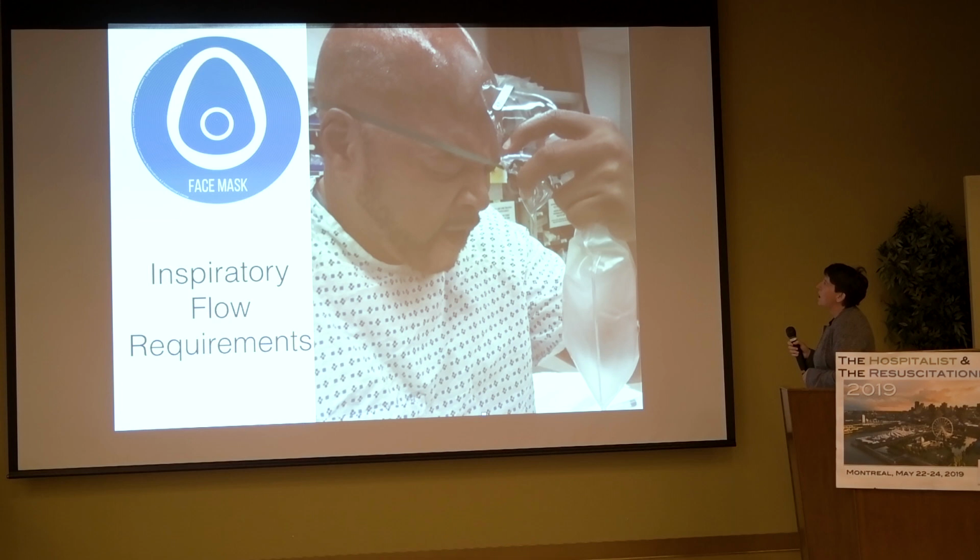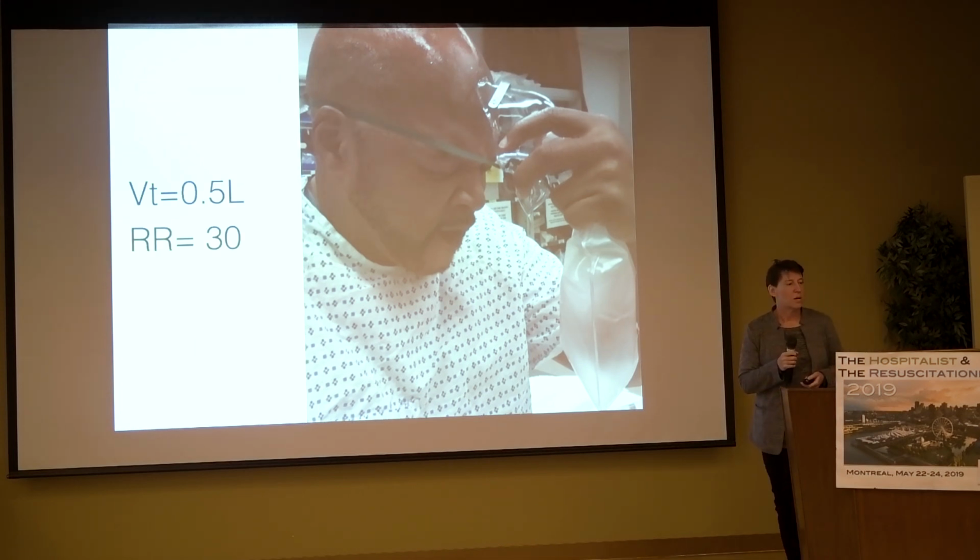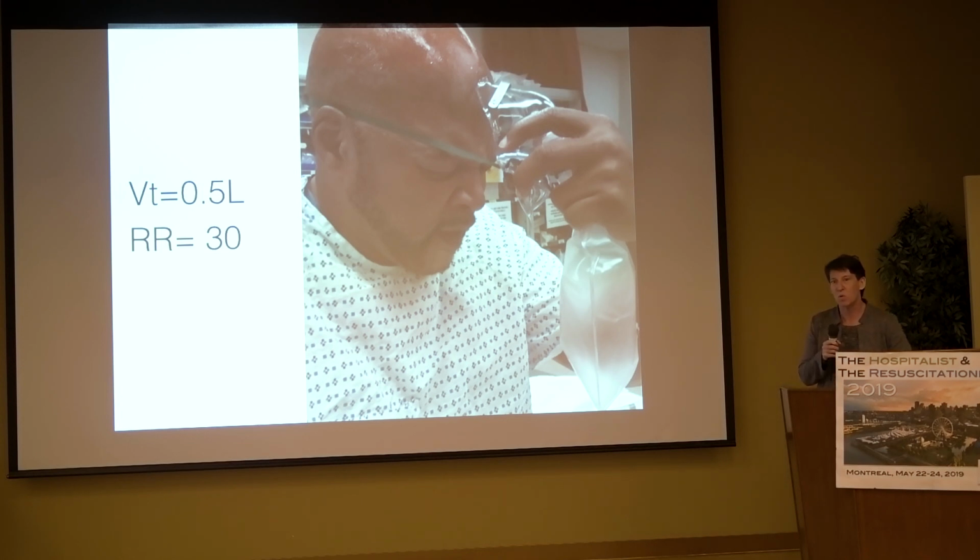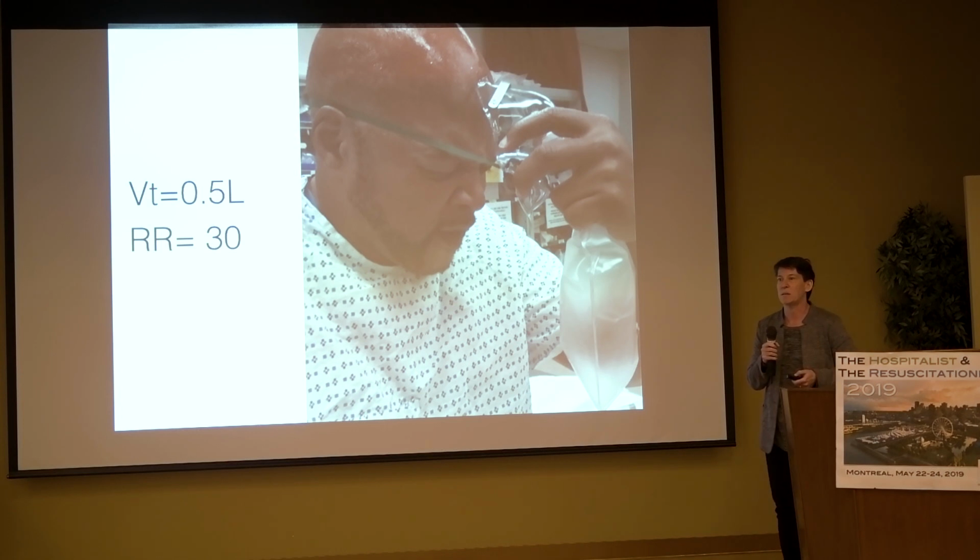So I want to explain to you why he knows more than me. And we're going to do a little bit of math. I know it's early in the morning, but let's just say that his tidal volume is 0.5 liters and his respiratory rate is 30. He's really working hard to breathe. So how much oxygen does he need per minute? It's not like the hematology questions. This is simple. So how much does that work out to be?